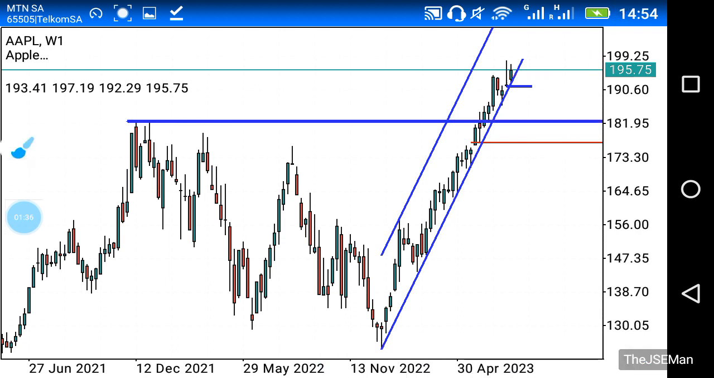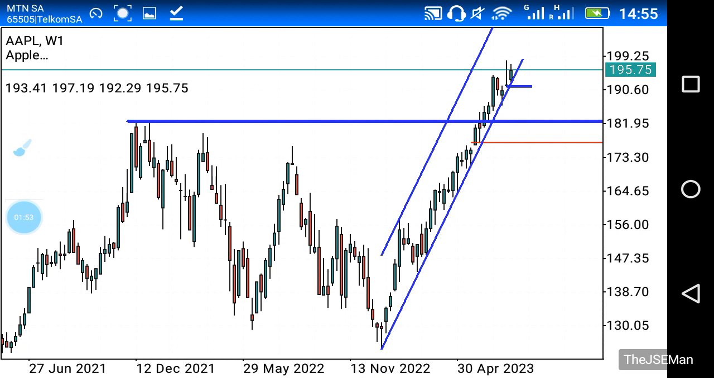Another thing that I also wanted to remind you guys about is that we are in earnings season, and this week Apple will be releasing their earnings results, right? And this will have a big impact on the direction and price of Apple, so we just need to be careful. Anyway, let's proceed. What else do we see on the weekly chart?